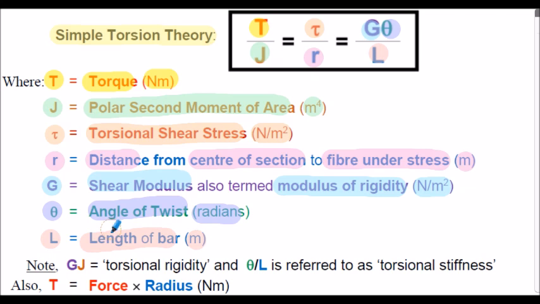Just note for reference, GJ, in other words the shear modulus multiplied by the polar second moment of area, is sometimes referred to as the torsional rigidity. Theta divided by L is sometimes referred to as the torsional stiffness. We will also make use of the equation torque is equal to force multiplied by radius. And torques are in Newton meters, of course. So that's an overview of the nomenclature and definitions of the various quantities of the simple torsion equation.